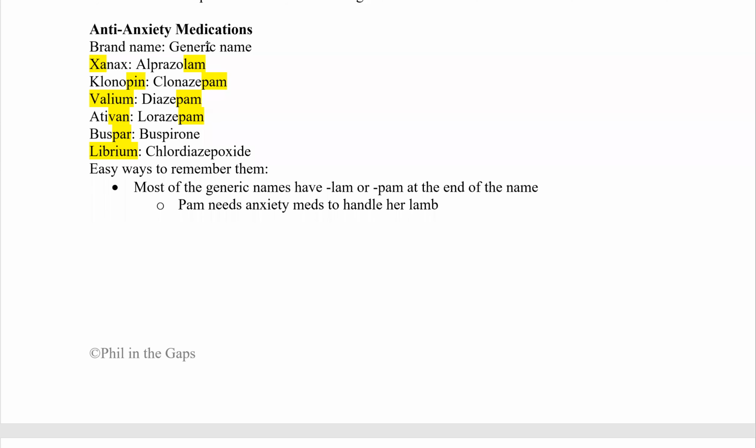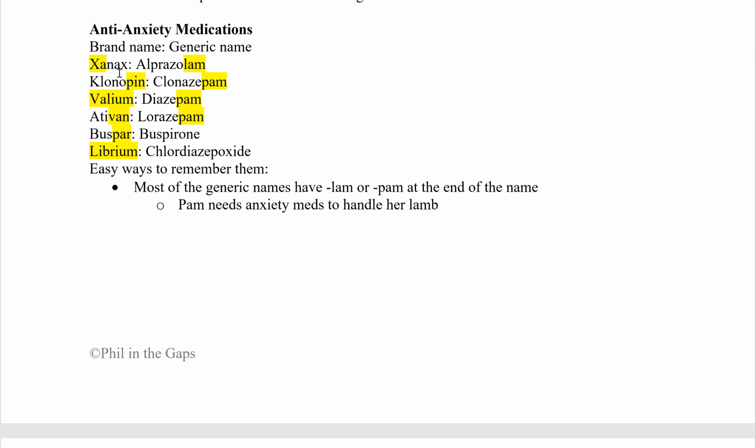So, kind of a quick review. Generic names are going to have Pam and Lam at the end of each of them, because Pam needs anxiety meds to handle her Lam because it makes her anxious. And then the brand name, Xanax, helps to X out the person's anxiety.